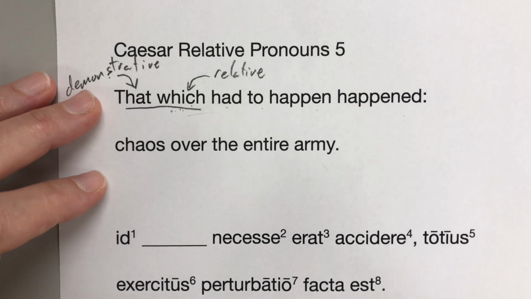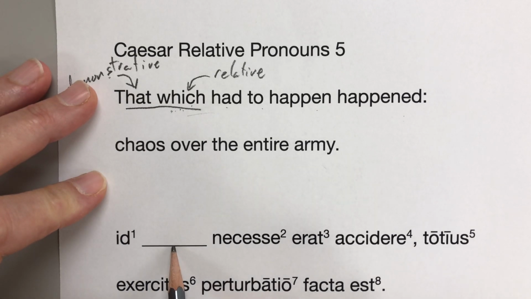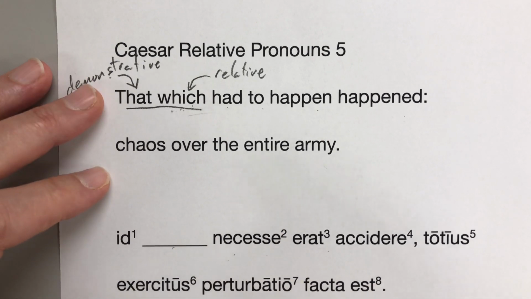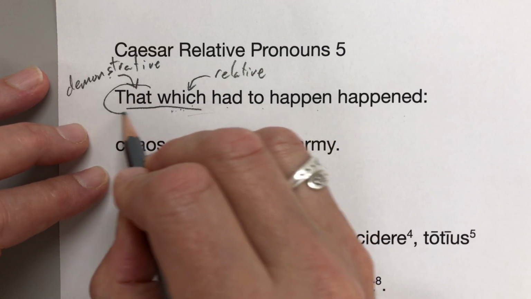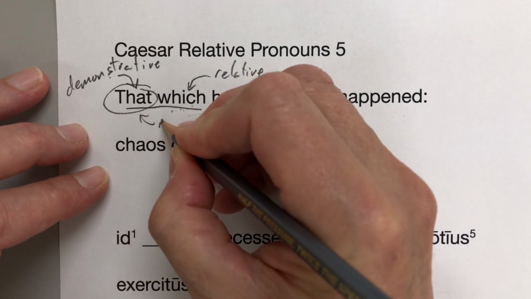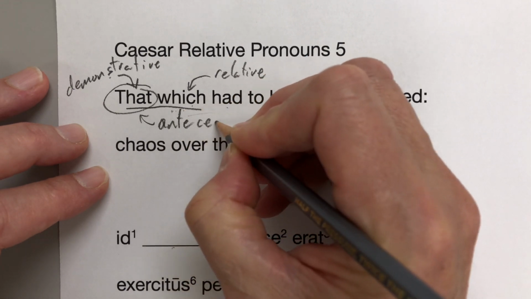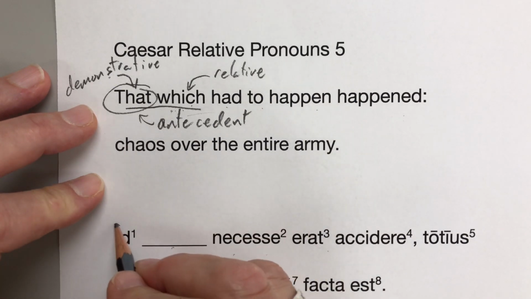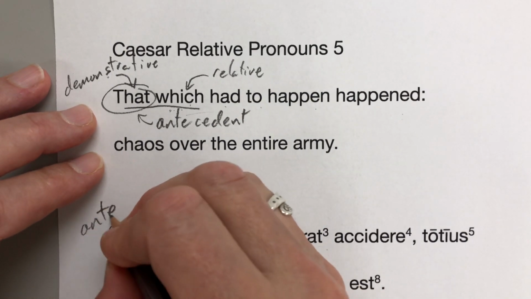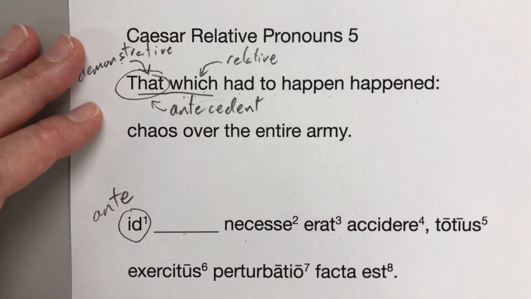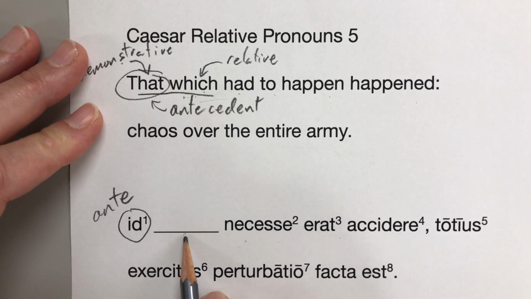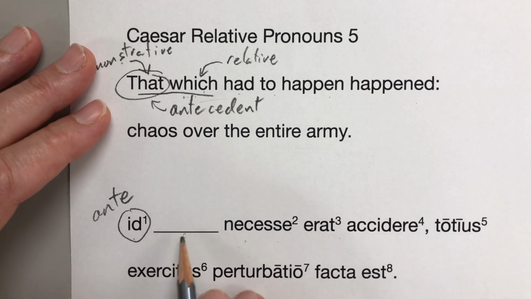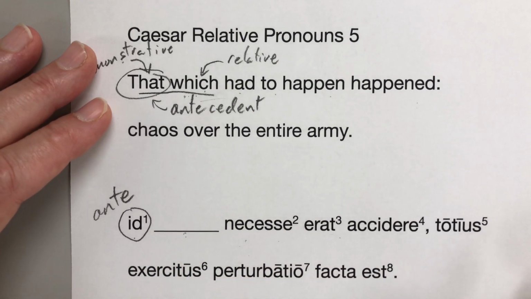So let's take a look over here. There's our blank there. Id blank necesserat. It was necessary. All right. So we look at this antecedent. Right. The antecedent. Well, antecedent is just a word that means it comes before. And here's the antecedent here. Ante, before. Right? So we need to know the number and the gender, because the relative pronoun agrees with its antecedent in number and gender, but its case is determined by its function in its own clause.